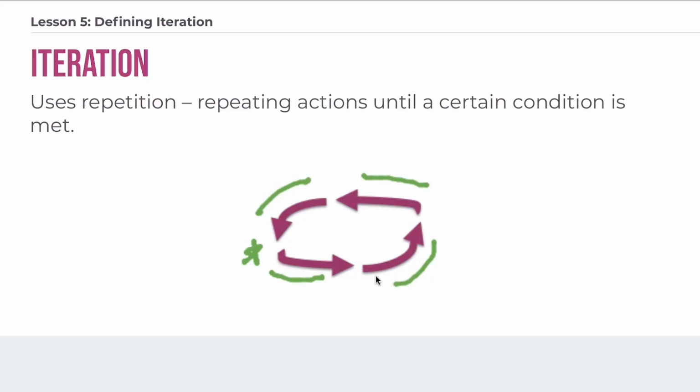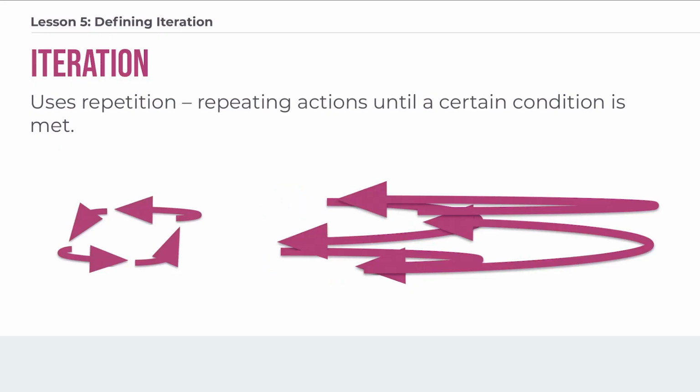Iterations are synonymous with loops. Sometimes you want the computer to execute the same line of code several times, and that's done using a loop. So all iterations or loops are going to repeat a step or a sequence of steps until they are told to stop or a condition has been met.